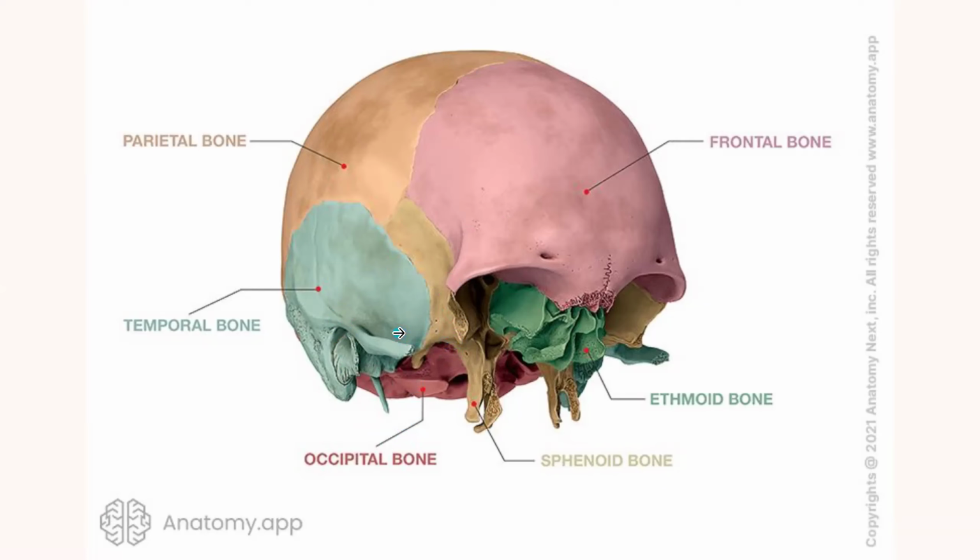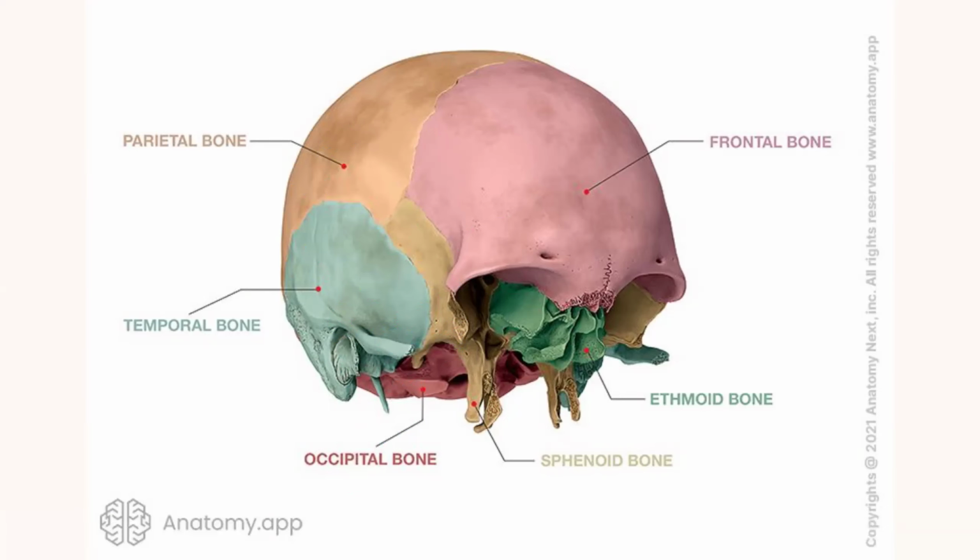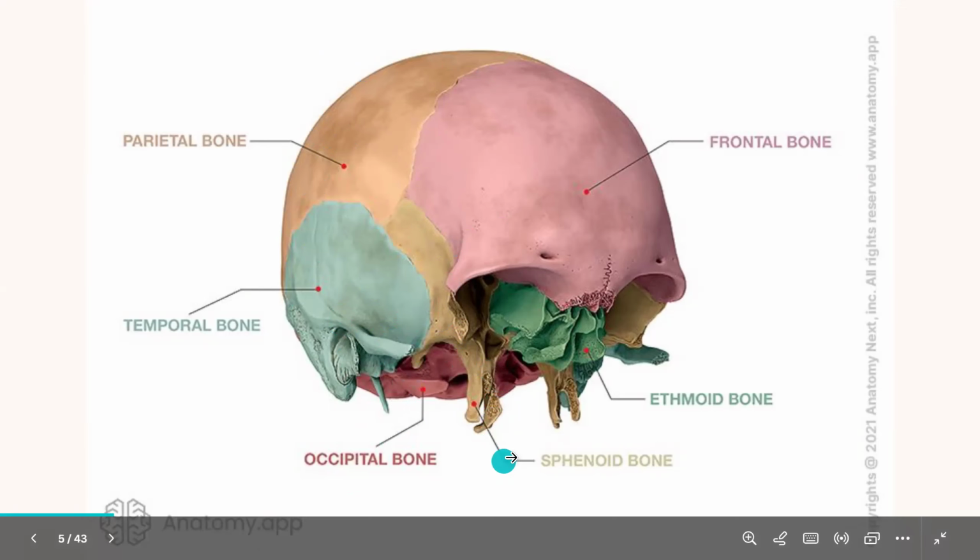The sphenoid bone is like the cornerstone of the skull that holds all of those bones together. It has an irregular shape because it connects all of the bones together. And it has other important features. We will speak about them in the next few slides.